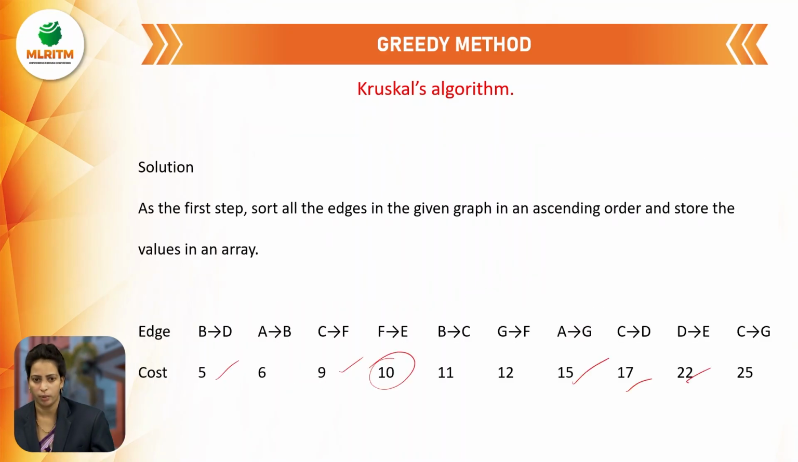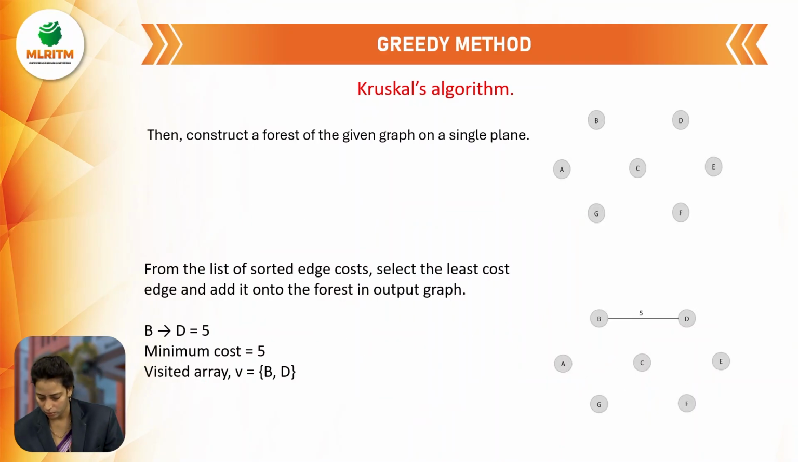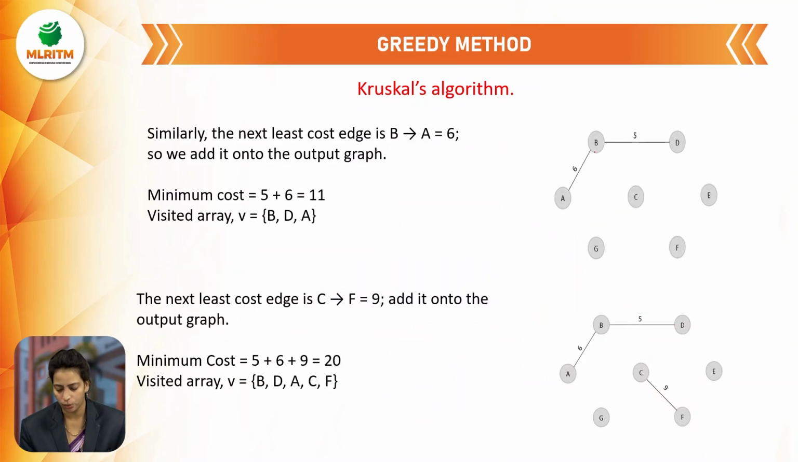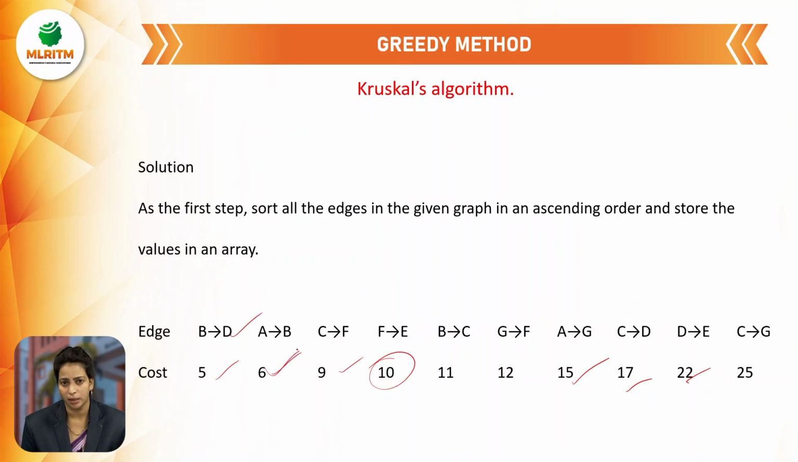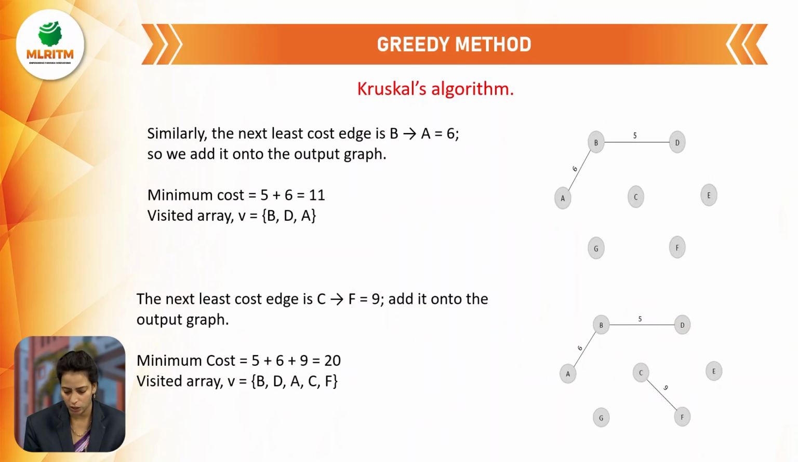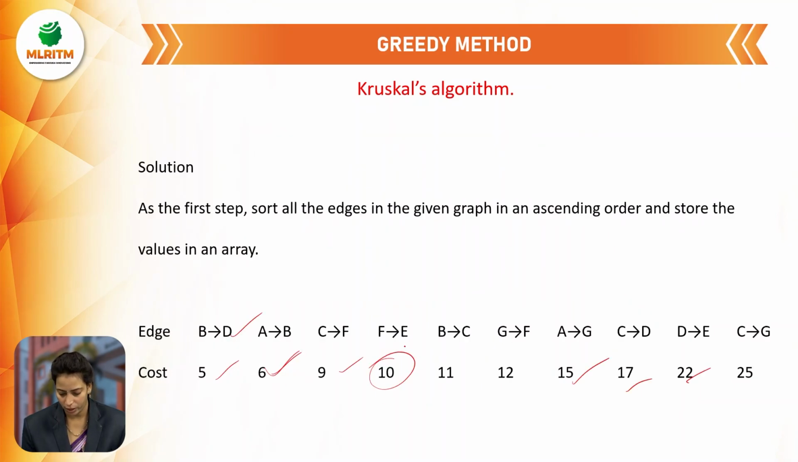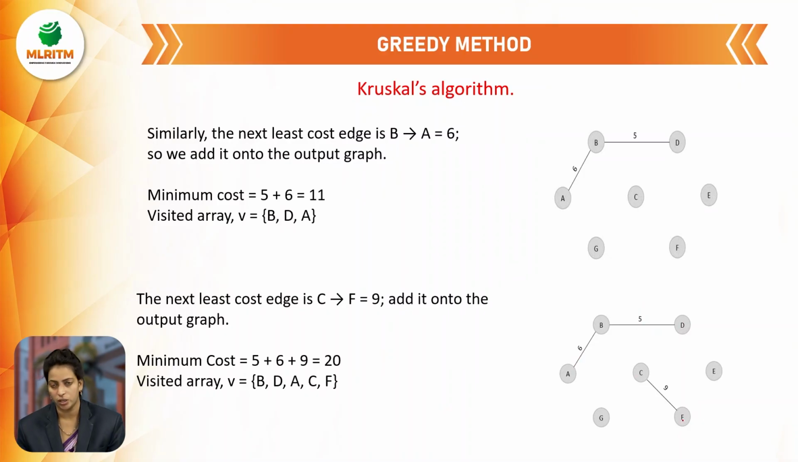Which one is minimum? We consider the B to D edge first. What is the cost of that edge? 5. So B to D cost is 5. Next, which one is minimum? A to B. A to B is 6. So next consider A to B, because its cost is minimum. Next consider C to F. What is the weight of C to F? C to F is 9. So consider C to F, 9.